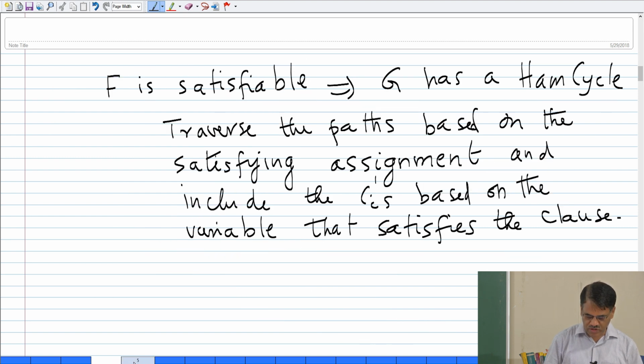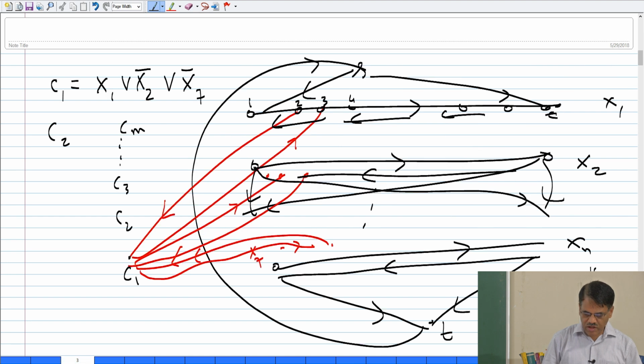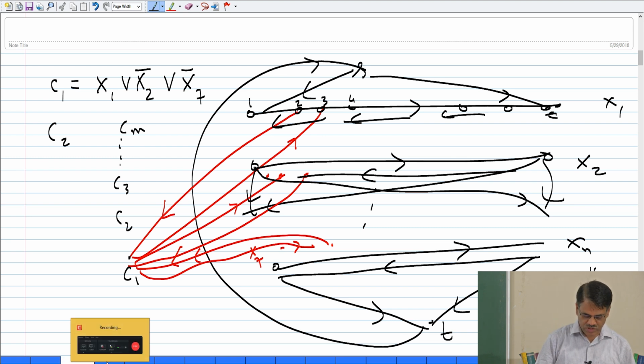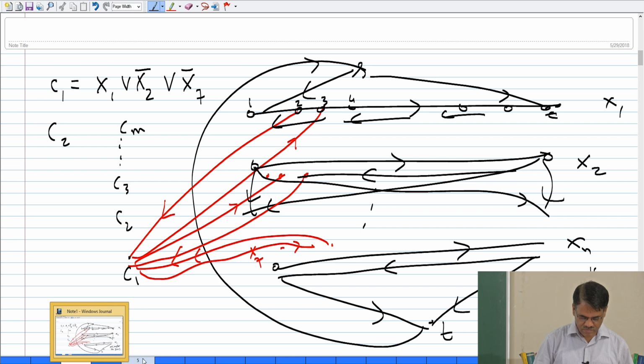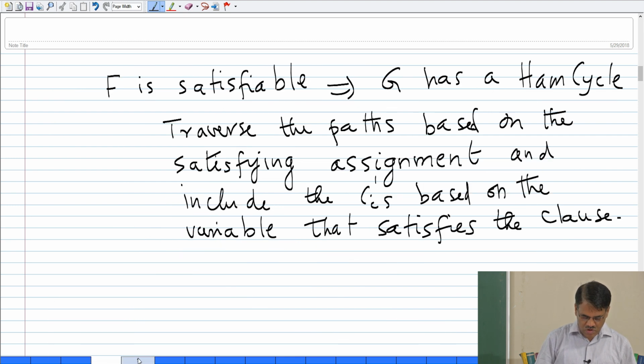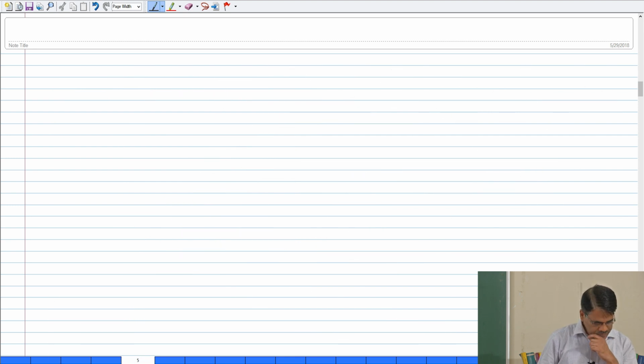Okay, so I'm not giving you the complete proofs, but we carefully constructed the graph with the goal in mind that everything will fall in place once you've done this. Okay, so now I want to show that, let's go back to undirected graphs.